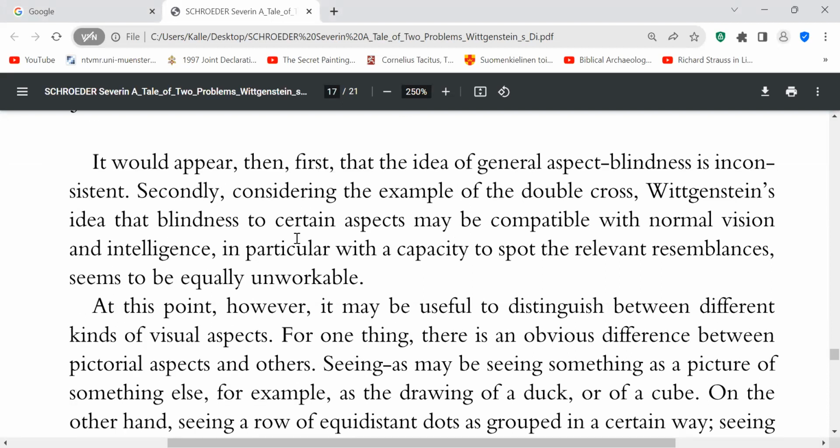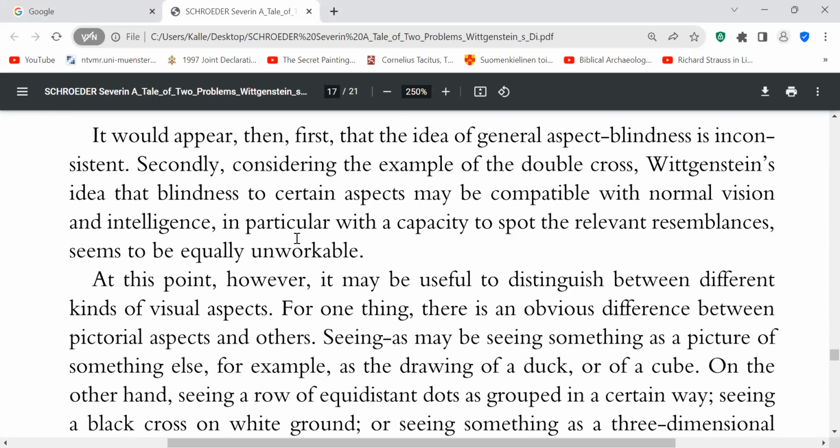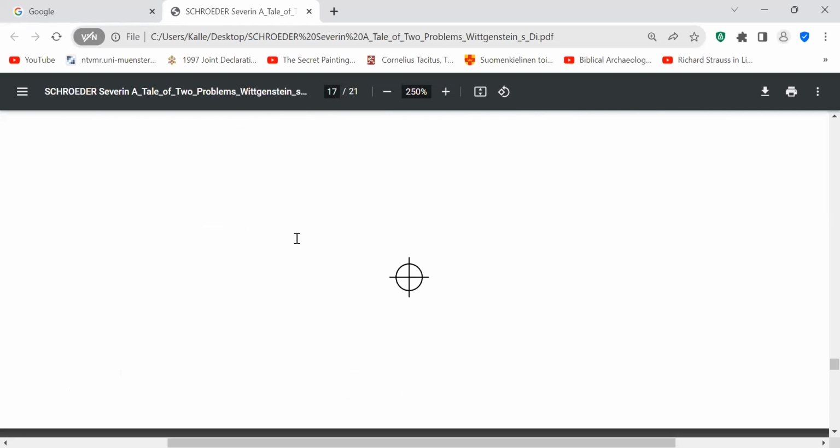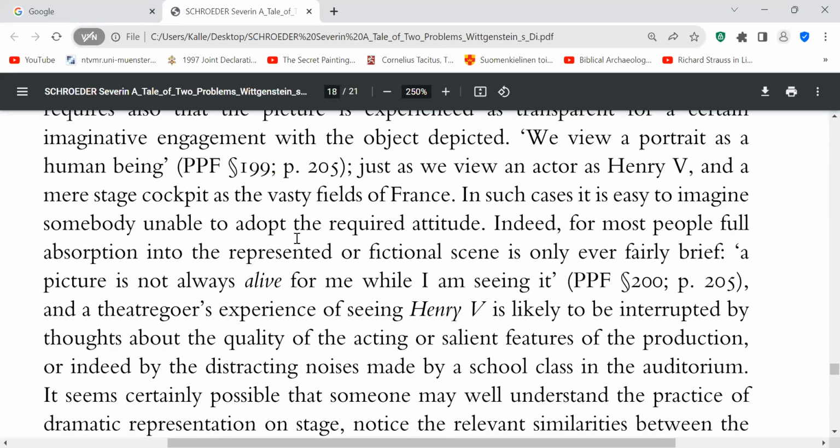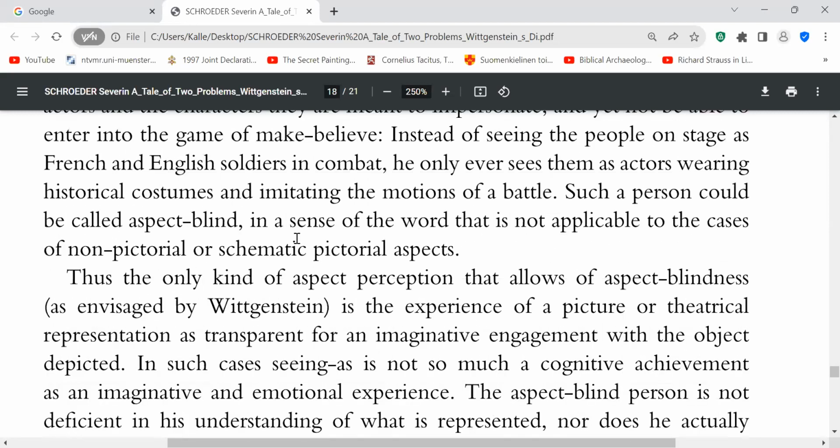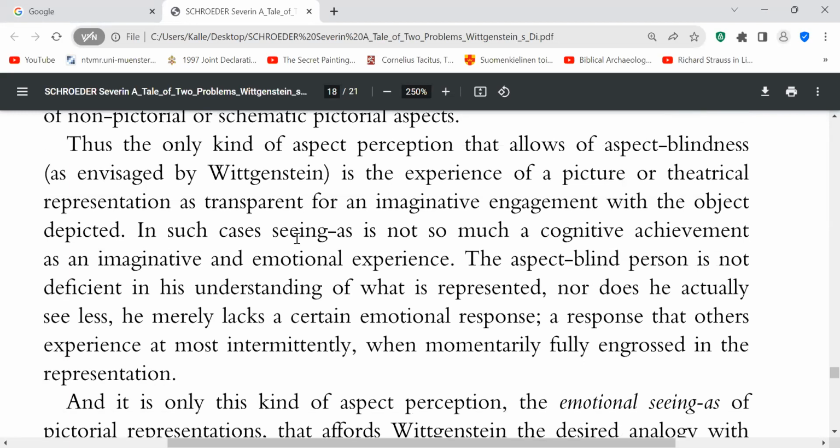And I will continue to read in the second paragraph of page 369. Thus, the only kind of aspect perception that allows of aspect blindness as envisaged by Wittgenstein is the experience of a picture or theatrical representation as transparent for an imaginative engagement with the object depicted.